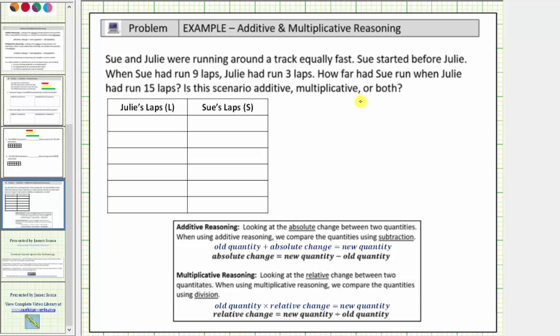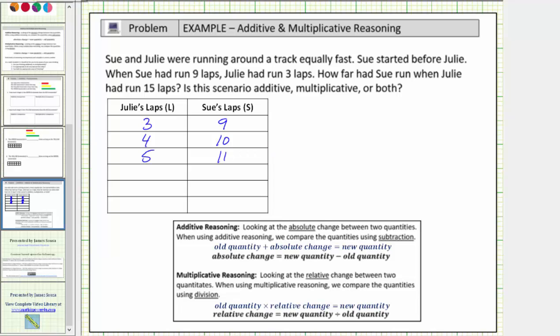Let's begin by recording the possible number of laps run by both Julie and Sue. We're given Sue had run 9 laps when Julie had run 3 laps. Now, an important part to recognize here is that Sue and Julie are running equally fast, which means once they start running, each time Julie completes a lap, so does Sue. So if Julie had run 4 laps, Sue had run 10 laps. If Julie had run 5 laps, Sue had run 11 laps, and so on.